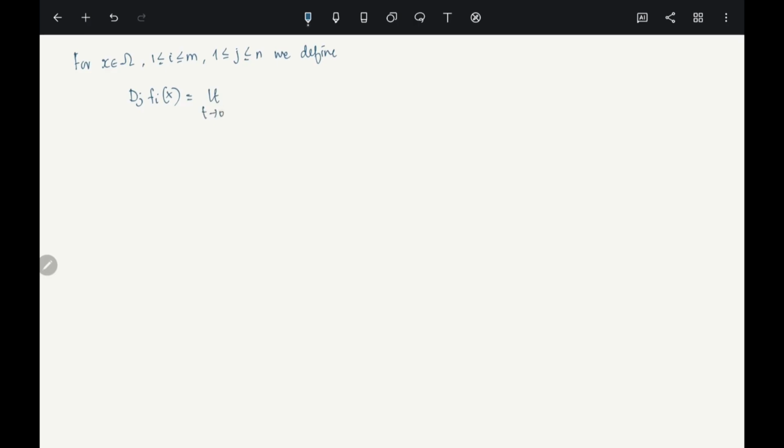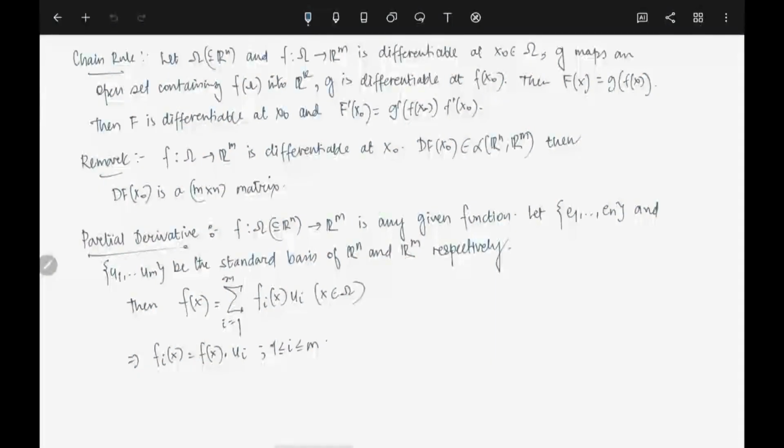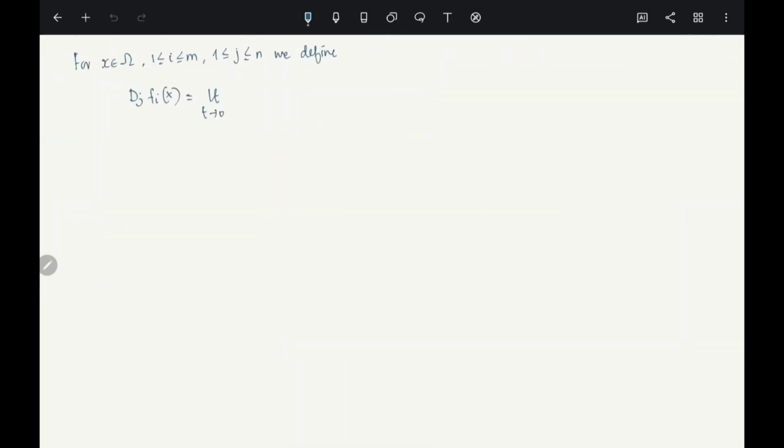So basically f1, f2, up to fm, these are the functions, right? You see, if you write it like this, f_i is a function. So note, f_i is a function from what to where? f_i acts on an element of omega, right? f_i is from omega and the range is in R. So basically f_i is a real valued function. Clear? So I am going to define, for a real valued function, the derivative in the jth direction.